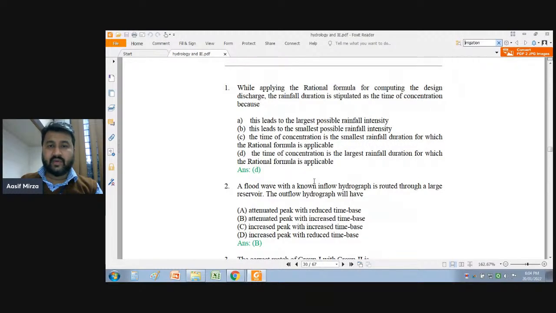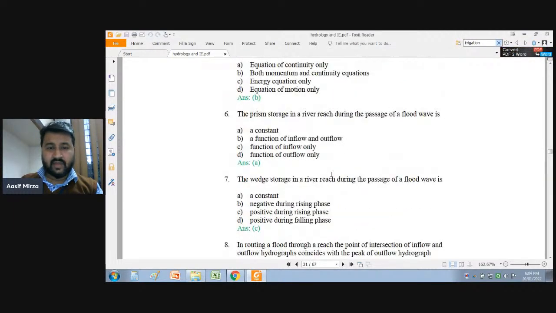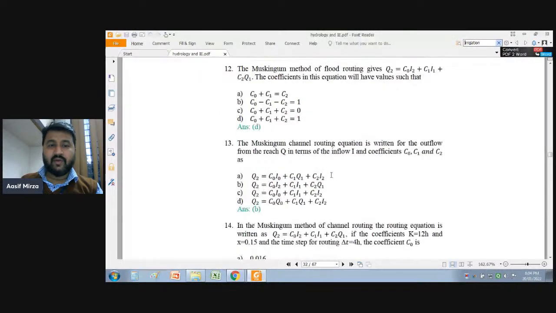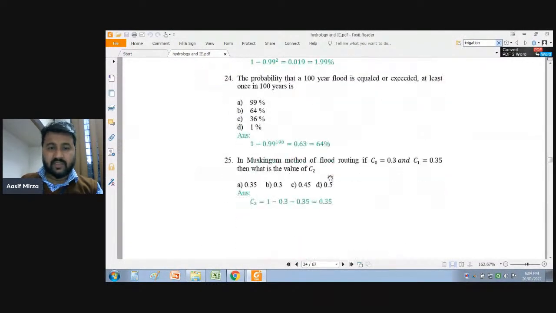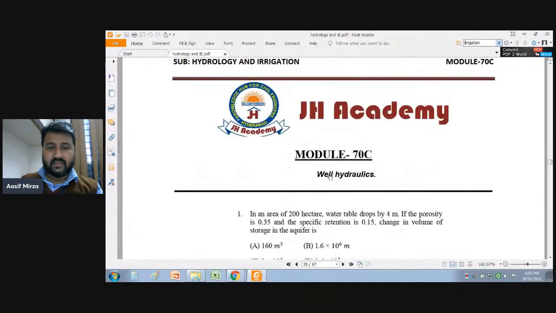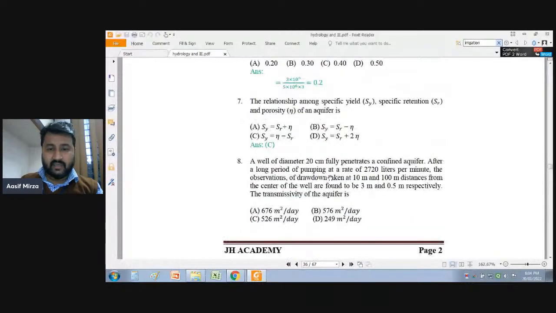While applying the rational formula for computing the design discharge, the rainfall duration is stipulated as the time of concentration, because the time of concentration is the largest rainfall duration for which the rational formula is applied. So option D will be the right answer. This kind of question is also asked in the GATE examination, and we can have a look at it. But we will only focus on the numerical part, so I'm skipping these theoretical things which you can easily understand.